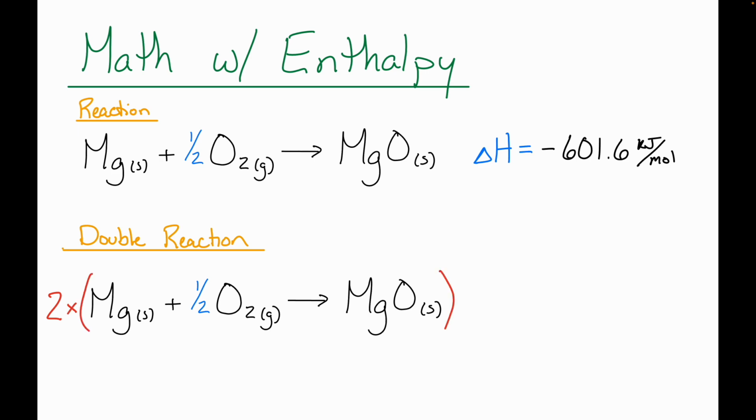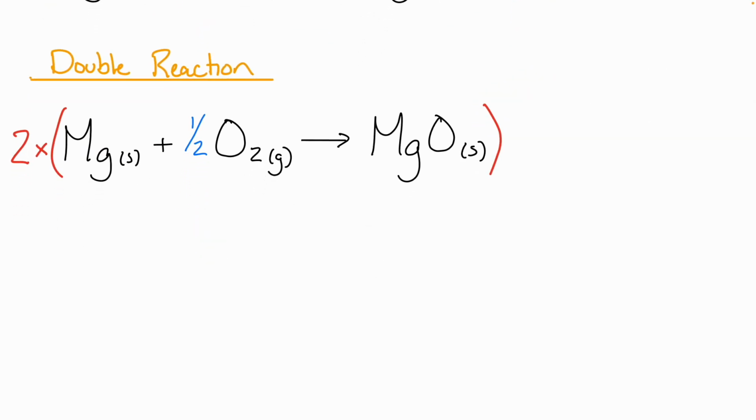Very similar to what we were doing when we were talking about balancing our reactions by half reaction and we had to multiply to get our electrons canceled out. Same idea here. If I take this entire chemical equation and multiply it by 2, that's going to double all of my coefficients. So now it's 2 magnesiums and 1 oxygen gas, because a half times 2 is 1. Gives me 2 magnesium oxides.